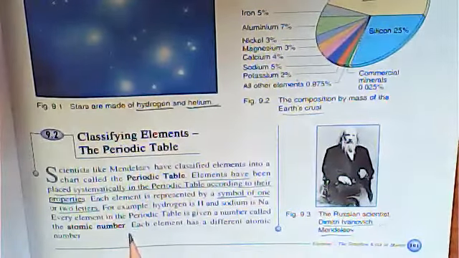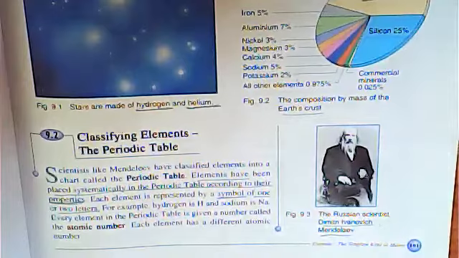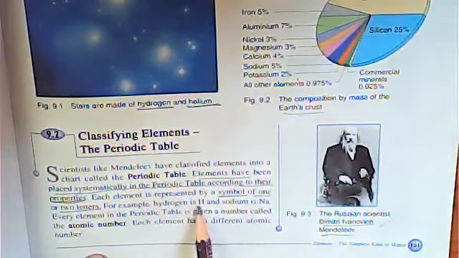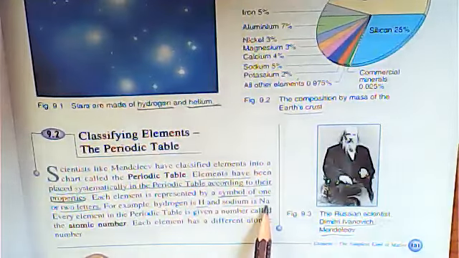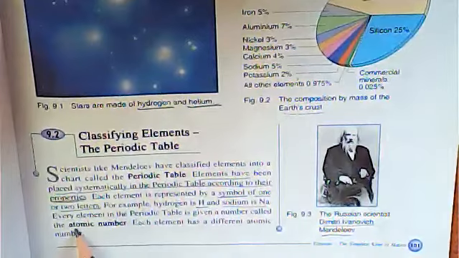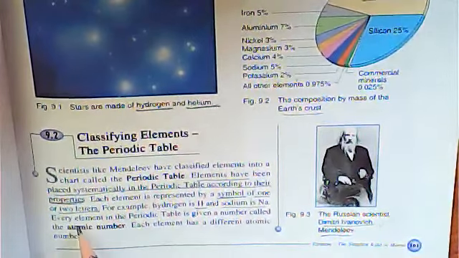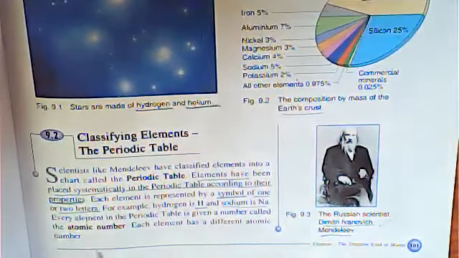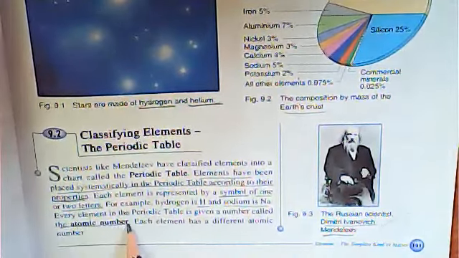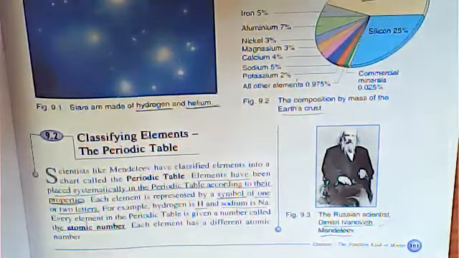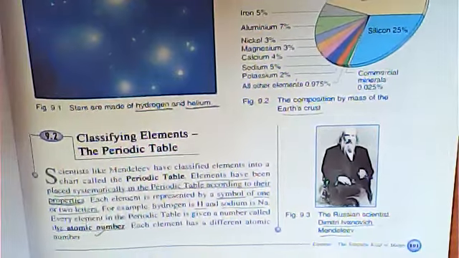Okay, why do we use symbols? To make the study easier. For example, hydrogen is H and sodium is Na. Okay, after that, the most important thing is this one. Every element in the periodic table is given a number called the atomic number. Every element that is present in the periodic table is given a number, which is called the atomic number.